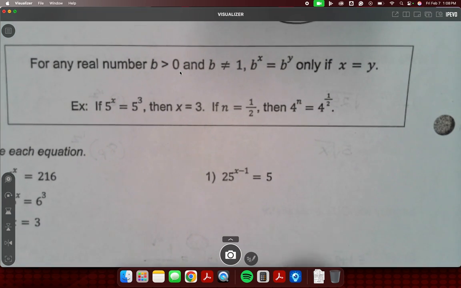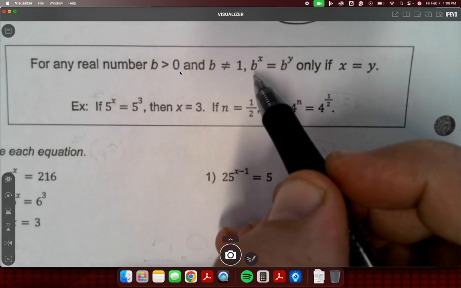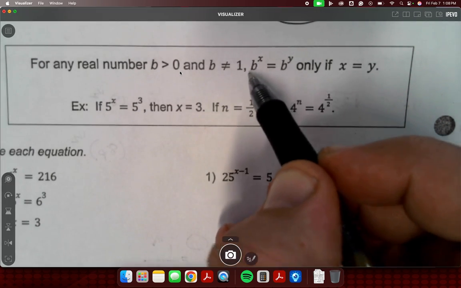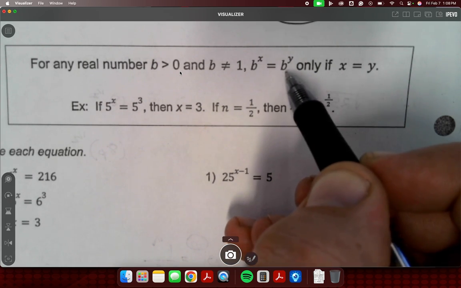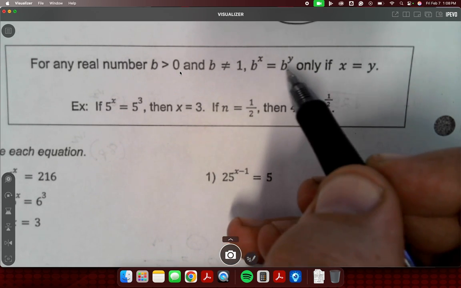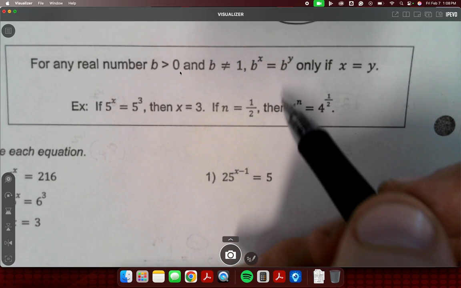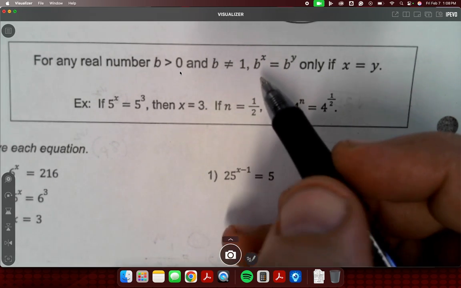Okay, last thing. For any real number where b is greater than 0 and b is not 1, it can only be true that two things would have the same base. That's why they use b in both of these. Now it can be any base. It could be 7 and 7. It could be 11 and 11. It could be 40 and 40.